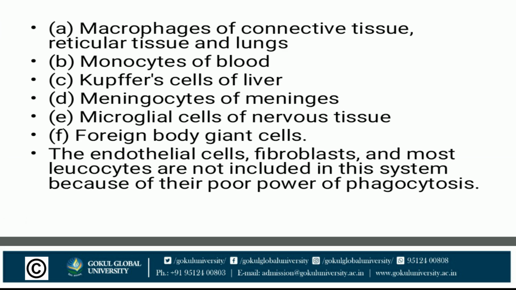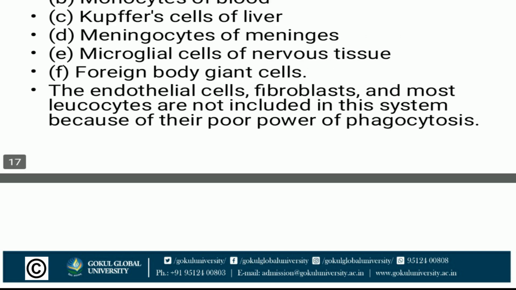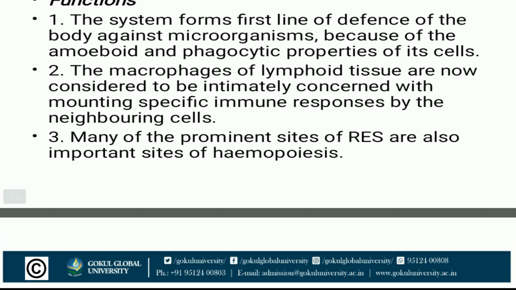Macrophages of connective tissue, reticular tissue and lungs, monocytes of blood, Kupffer cells of liver, meningocytes of meninges, microglial cells of nervous tissue, foreign body giant cells. The endothelial cells, fibroblasts, and most leukocytes are not included in this system because of their poor power of phagocytosis. Now, their function.